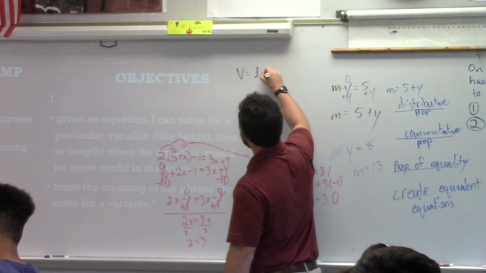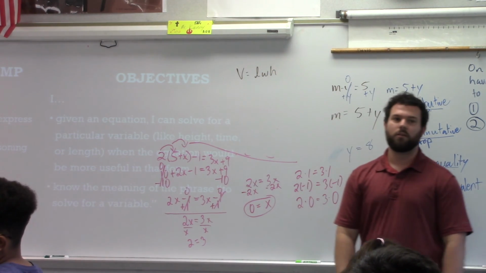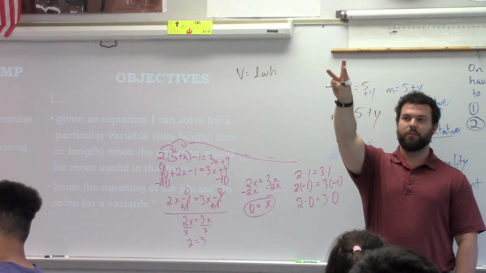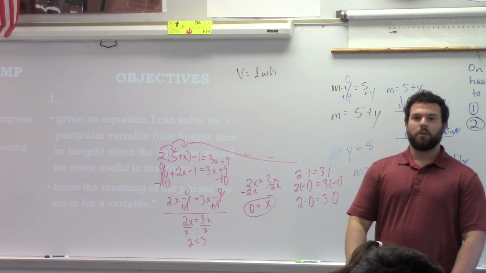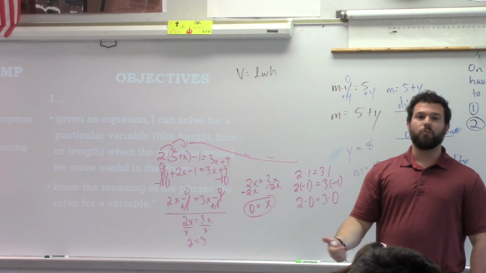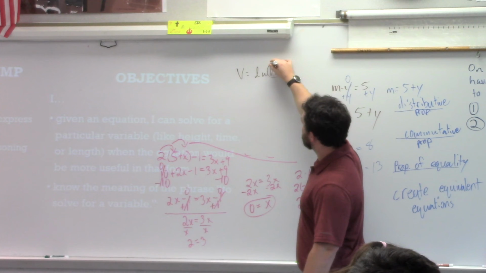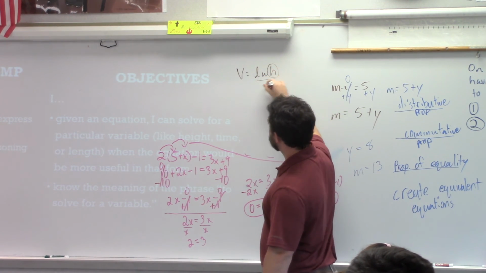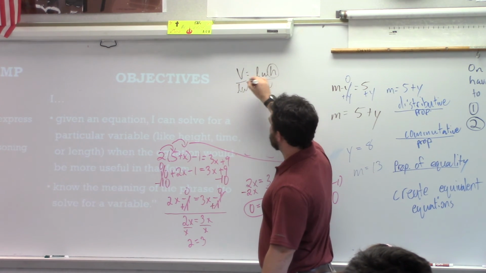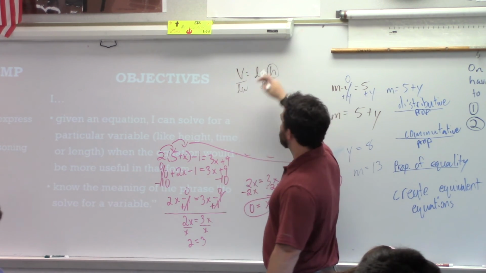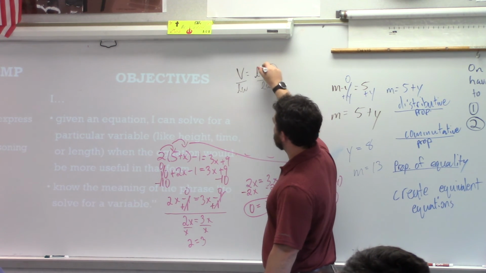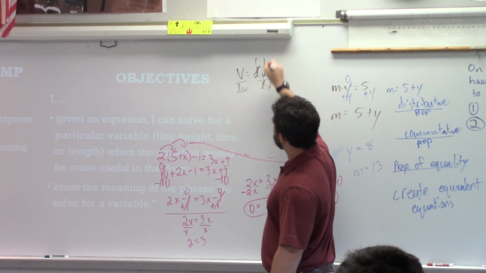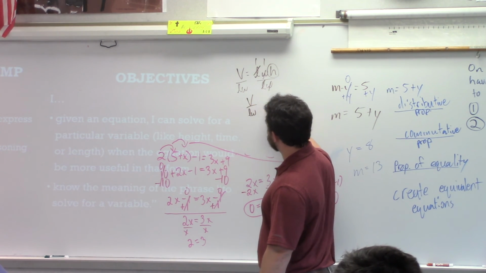V equals length times width times height. How many variables are there? 4. Volume, length, width, height. But let's say I already know the volume, what I really want is the height. Base times height. Well, if I want to know that height, I can divide by length and width. Because what's length divided by length? 1. Width divided by width. And then volume divided by length times width is equal to height.